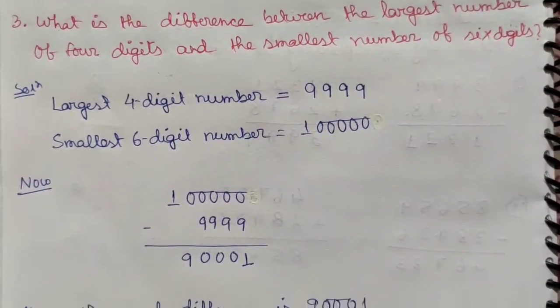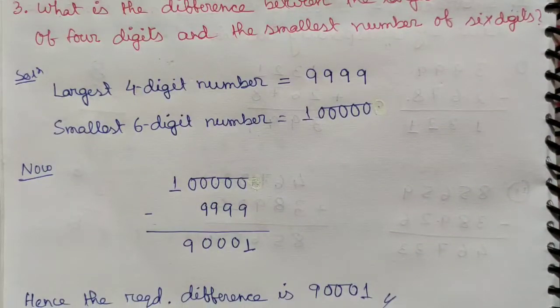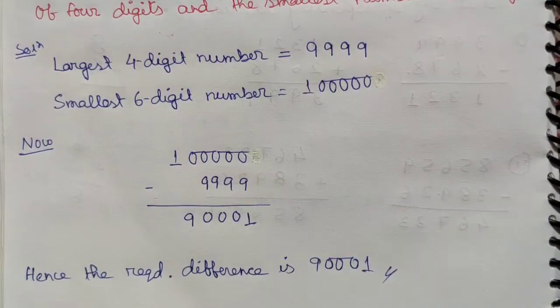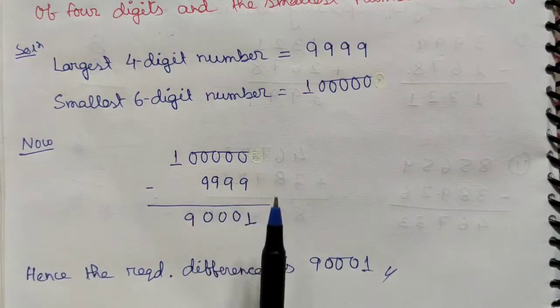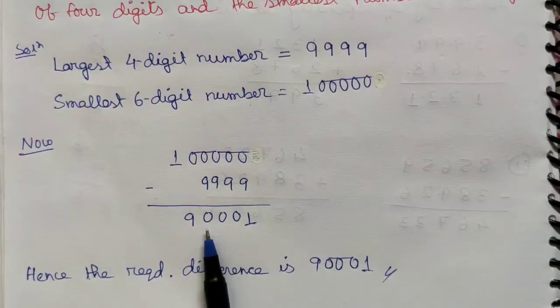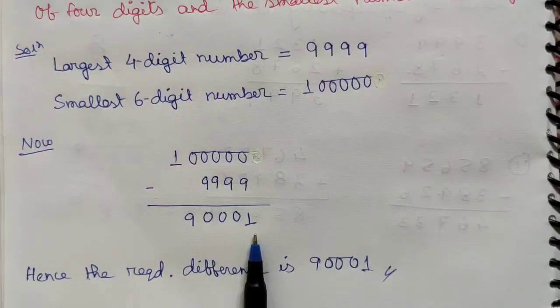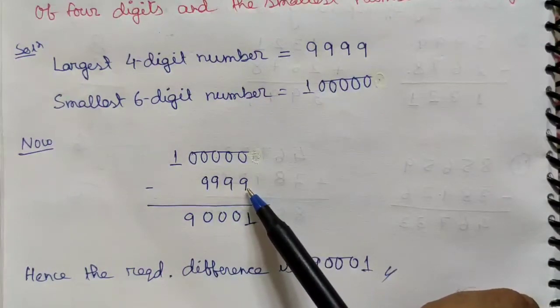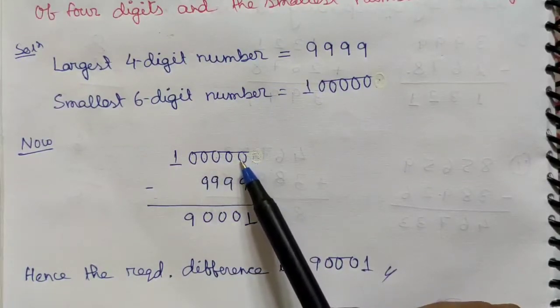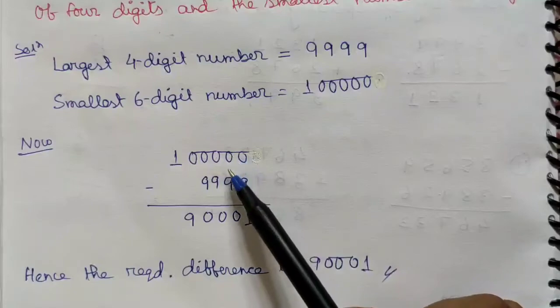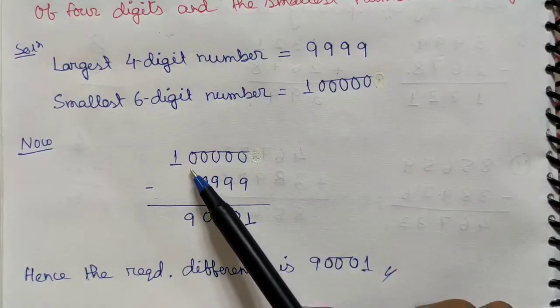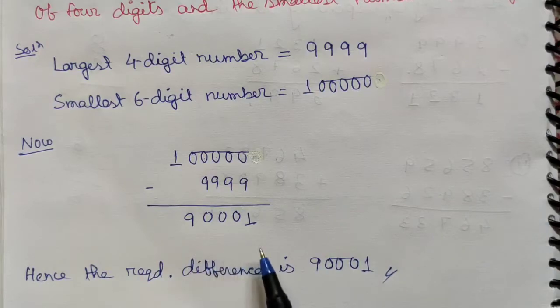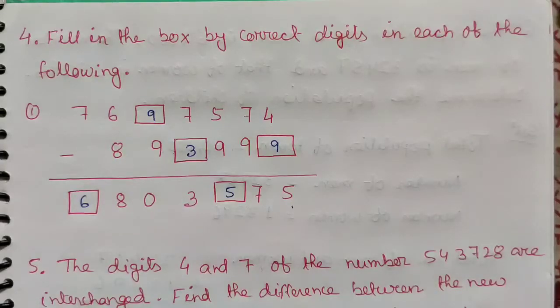So here what we have to find is the difference between 1 lakh and 9999. So we subtract 9999 from 1 lakh. The result is 90,001, right? How did we subtract? From 0, is it possible to subtract? No. So we carry 1, so it will be 10 minus 9, 1. There remains 9, 9 minus 9, 0, 9 minus 9, 0, 9 minus 9, 0. There remains 9. So 90,001. Hence the required difference is 90,001. So now let us move to our next question, that is question number 4.